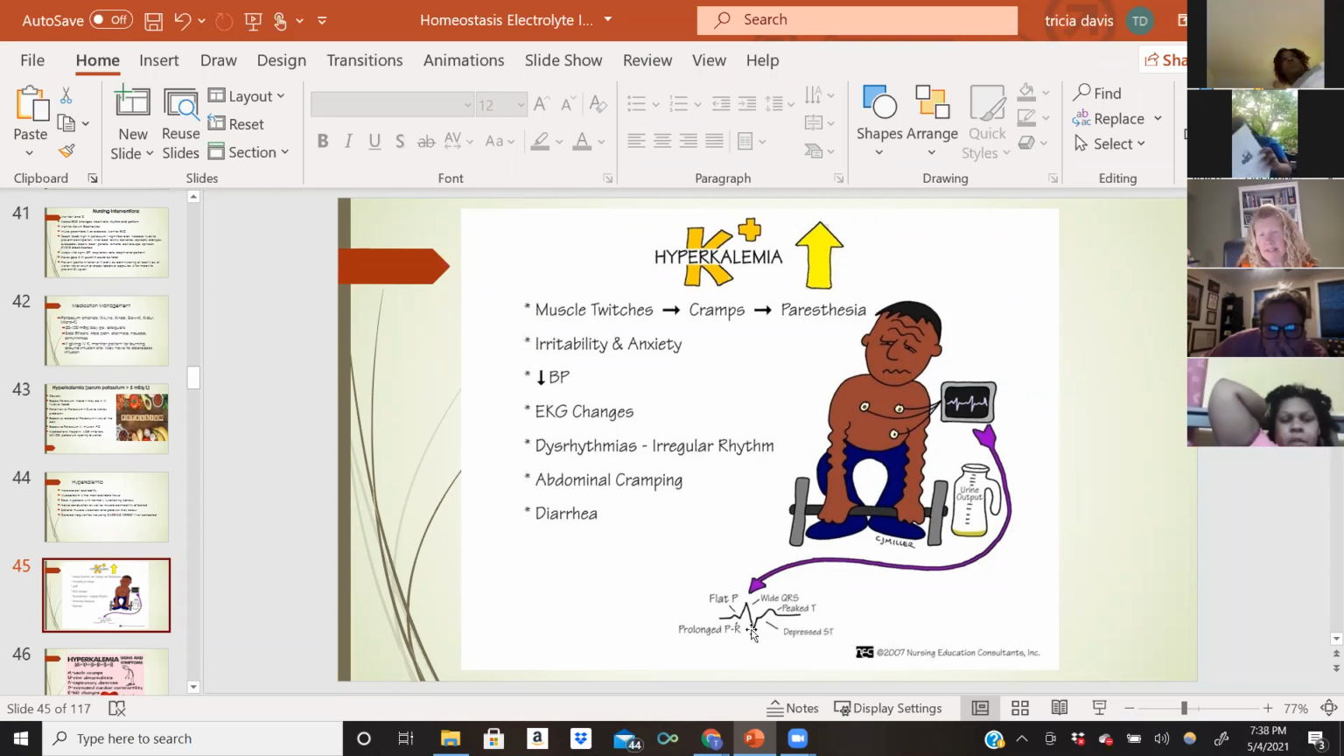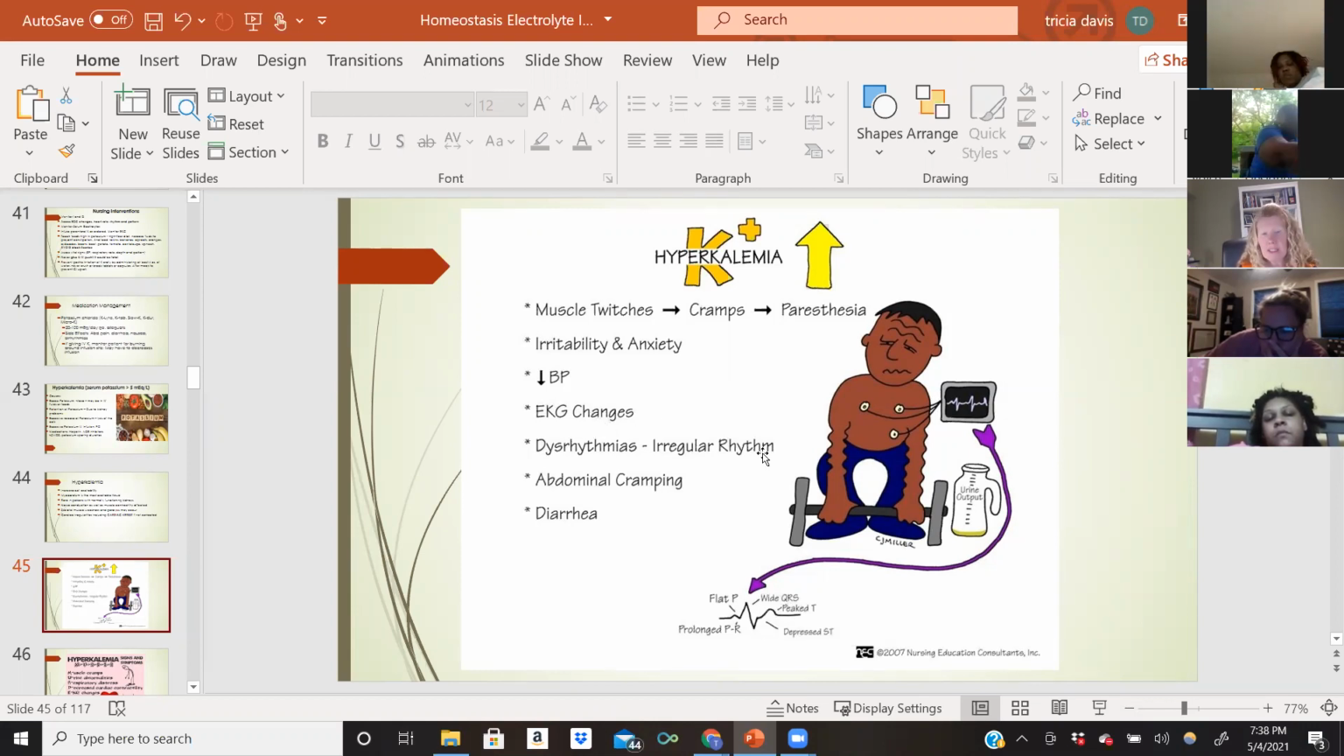But in these cases of hyperkalemia, it gets very wide. And then we have here what we call a T wave, which is the end of our heart cycle. Sometimes it gets extremely elevated, and we call that a peaked T wave, or we can have what we call an ST depression, where it comes down. So that's what we mean by EKG changes.